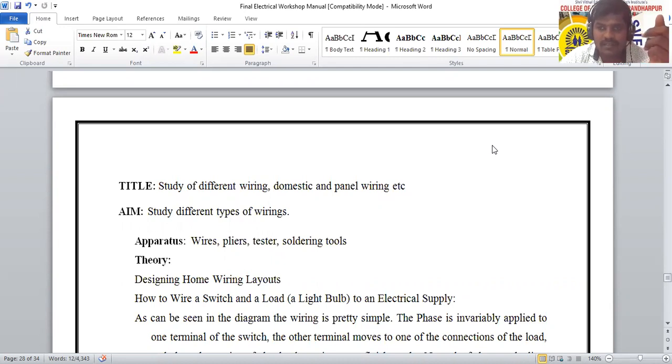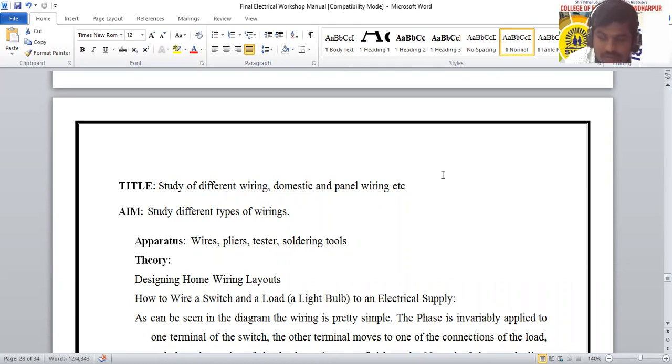So we have discussed DPDT as well as SPST, SPDT and DPST. This part we have already discussed. Also we have connected this switch for controlling loads like a lamp load or a light emitting diode. Suppose we are controlling a fan load also. So these types of switching can be done.